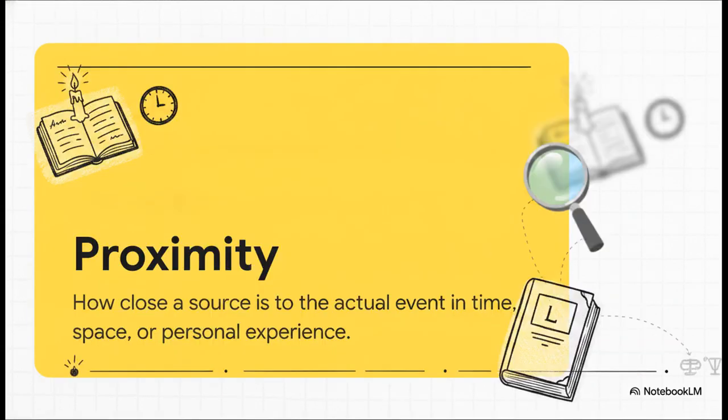Tool number 2 is proximity. Think of this as distance in time, space, or personal experience. How close was the creator of the source to the actual event? Anne Frank's diary is incredibly powerful specifically because it has immediate proximity. She was right there, living through the Holocaust in real time, making it an invaluable primary source. Conversely, a textbook written 50 years later has low proximity, even if it happens to have high authority.